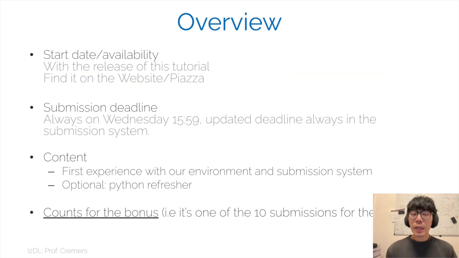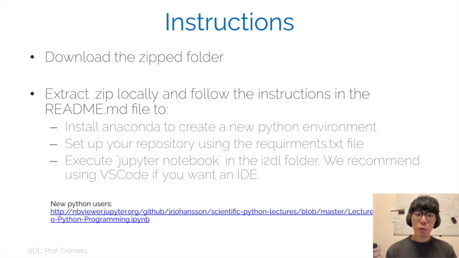Okay, here are some instructions about your first exercise. First of all, you will need to download the zip file, then extract it and follow the instructions in the README file. In the README file, it will tell you to install Anaconda and create your new Python environment. The reason we need that is that usually you will have several projects at the same time, and these projects may require different packages with different versions, but you don't want to mix everything together, right?